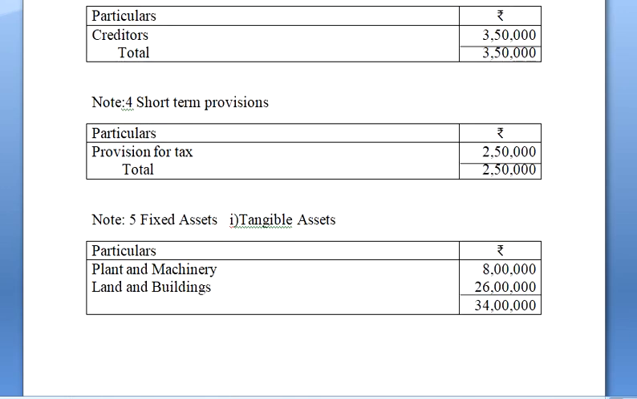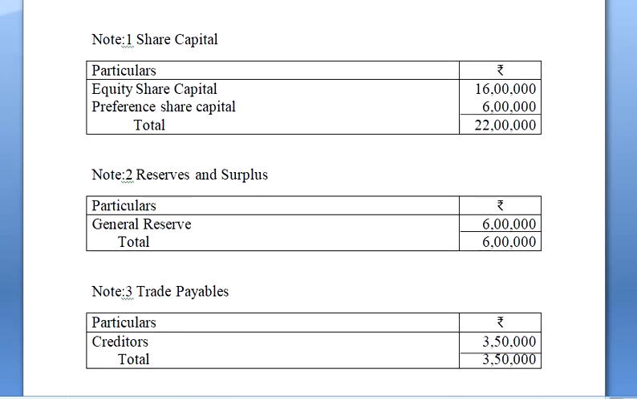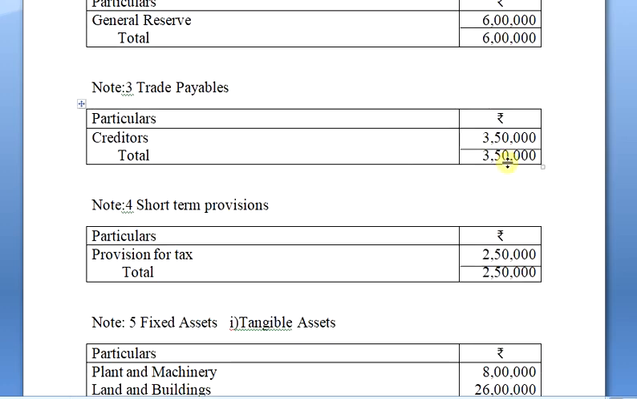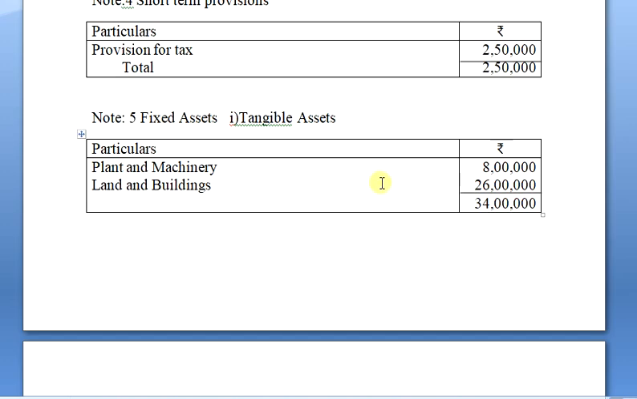Now the note is also important. After completing this problem, make a note also. See here, share capital we have made: equity share capital, preference share capital. So the note is very, very important. Note number 1, share capital, that is equity share capital, preference share capital, 16 lakhs plus 6 lakhs, 22 lakhs. Reserves and surplus, reserves, that is general reserves, 6 lakhs. Again we have trade payables, creditors 3,50,000, short term provision for tax 2,50,000, fixed assets, that is tangible assets, plant and machinery, land and buildings. My dear students, pause the video and you can write the notes also, it will be very useful.